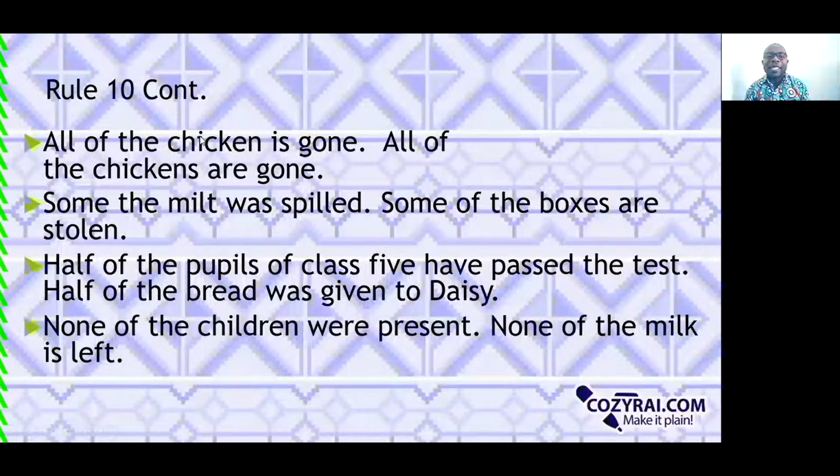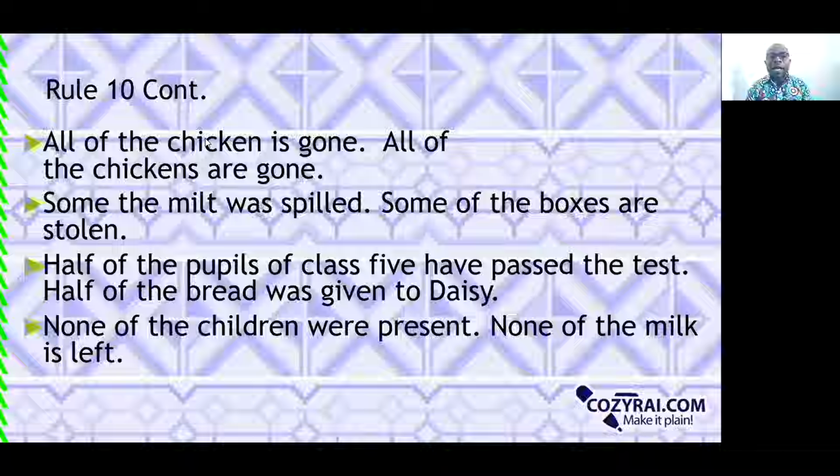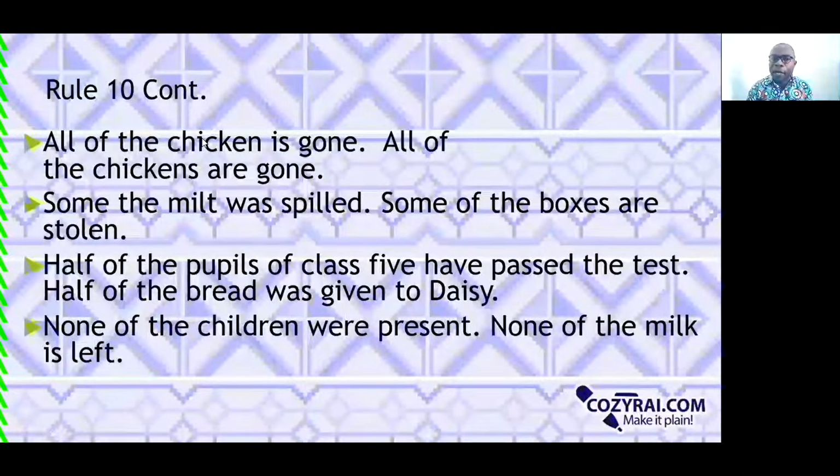Then all of the chickens are gone. Because chicken is the object of the preposition of, which is singular, the verb is singular. On the other hand, because chickens is plural, the verb is plural. So all of the chickens are gone.